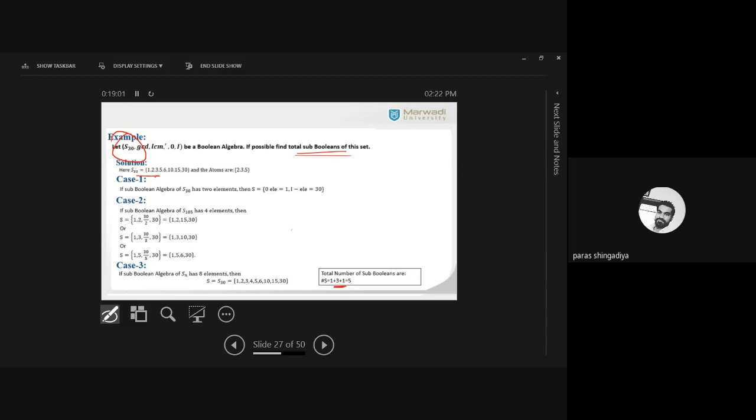S30. S30 is 1, 2, 3, 5, 6, 10, 15, 30. And here the atoms of S30 will be 2, 3 and 5. Okay, so these are the atoms of S30. Now find the answer of case 1.